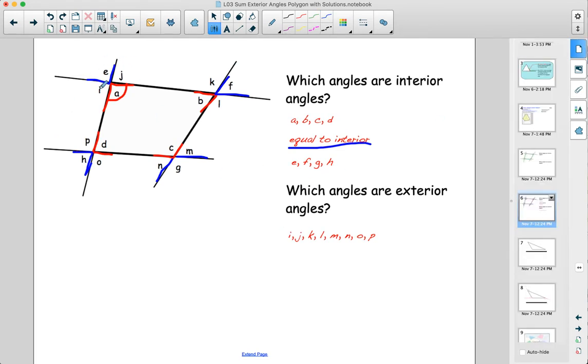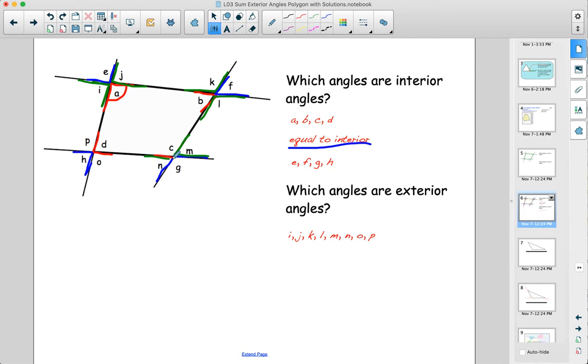Why is I an exterior angle? So it's created by this side, which is an extension, and this one, which is a side in the polygon. J is created by a side in the polygon and an extension. K, side in the polygon and extension. F, side in the polygon and an extension. M, side in the polygon and then the extension.